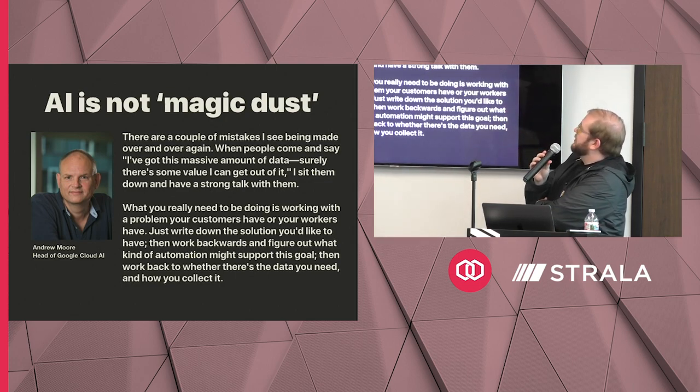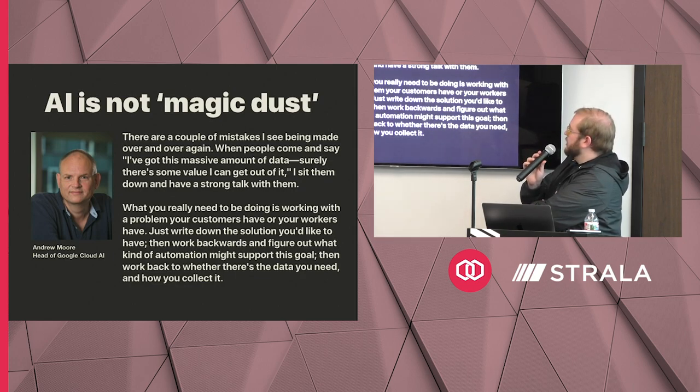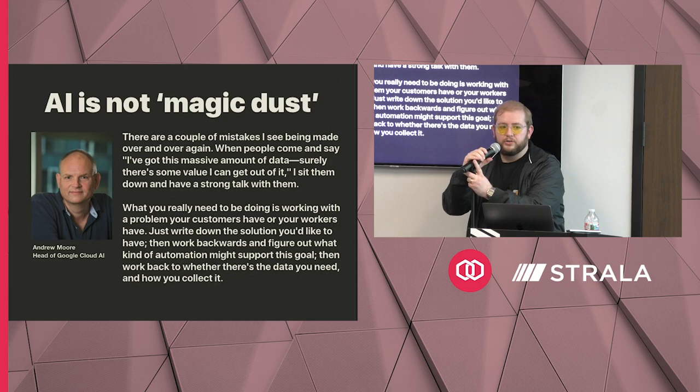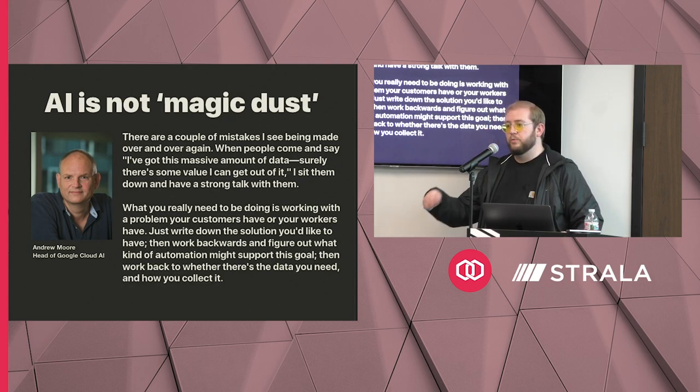There are a couple mistakes I see being made over and over again. When people come and say, I've got this massive amount of data, surely there's some value I can get out of it, I sit them down and have a strong talk with them. What you really need to be doing is working with a problem your customers have or your workers have. Just write down the solution you'd like to have, then work backwards and figure out what kind of automation might support this goal. Then work back to whether there's the data you need and how you collect it. So a lot of companies say, hey, we have all this data about our users, let's make some cool machine learning thing that does something. But really you need to have a good problem that needs to be solved and then work towards getting that correct data.